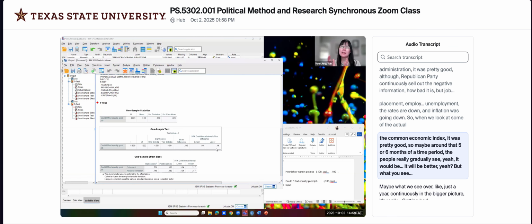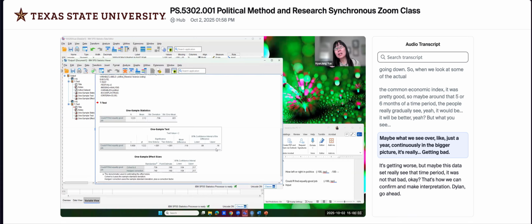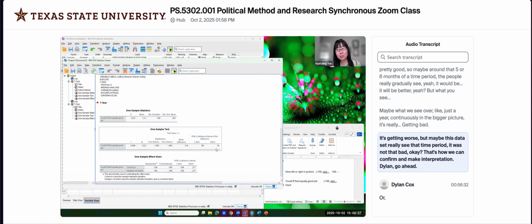So maybe around that 5 or 6 month time period, the people really gradually see, yeah, it will be better. But what we see over just a year, continuously in the bigger picture, it's really getting bad. It's getting worse. But maybe this data set really sees that time period, when it was not that bad. Okay, that's how we can confirm and make interpretation.